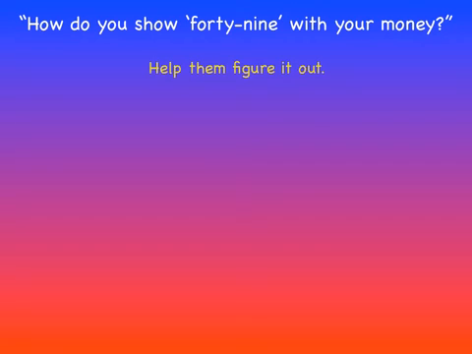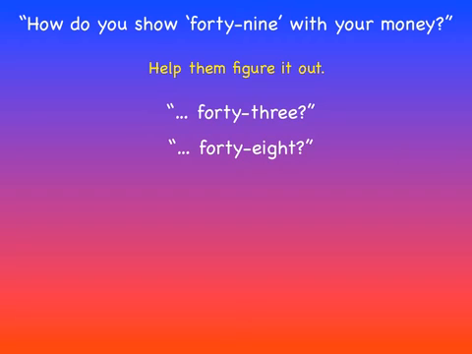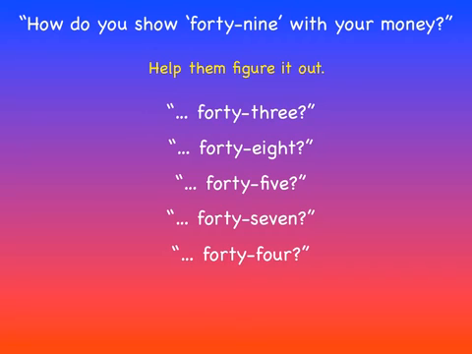How do you show 49 with your money? How would you do that? Well, then help them figure out they're going to have 4 tens and then 9 ones. How about 43? Then do the same for 48 or 45. Take them out of order so they have to think. 47, can they do 44? 46, and then back as a review for 41.